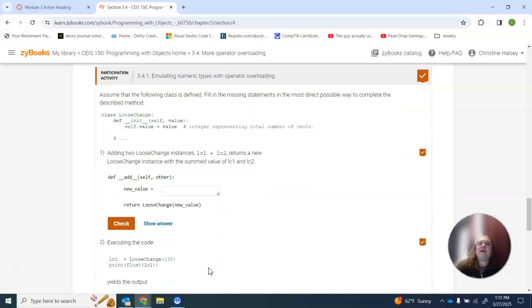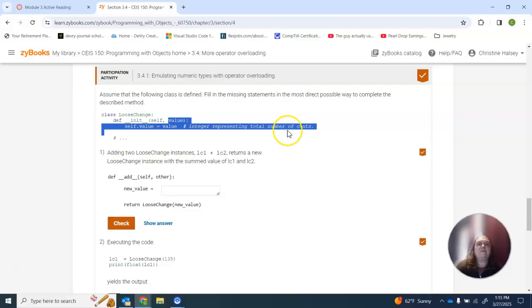Here's our participation activity, and they give us a class called LooseChange, and it's just passed a value, and that value becomes an integer representing a total number of cents. Adding two LooseChange instances, LC1 plus LC2, returns a new LooseChange instance with the summed value of LC1 and LC2. So we'd have to give it two different values, and then it'd be adding those two instances together.